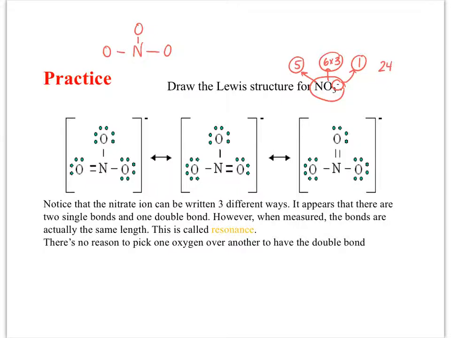I have to put 18 more in. 1, 2, 3, 4, 5, 6. 1, 2, 3, 4, 5, 6. 1, 2, 3, 4, 5, 6. So right now I'm out of electrons, right?